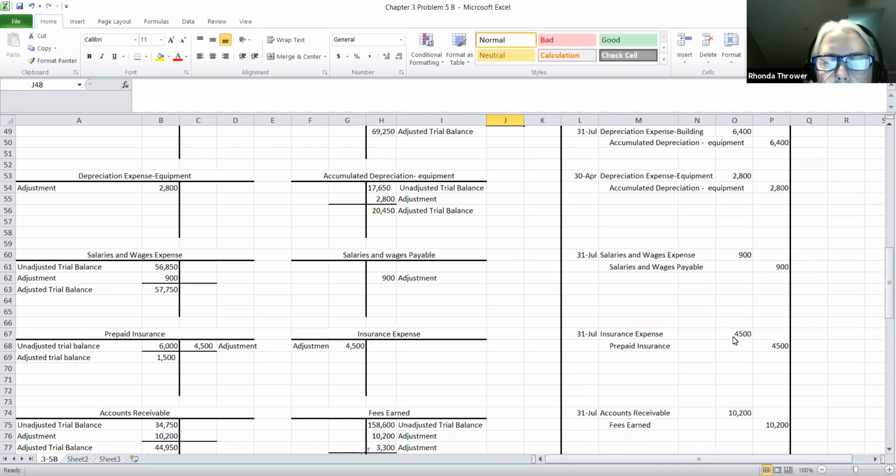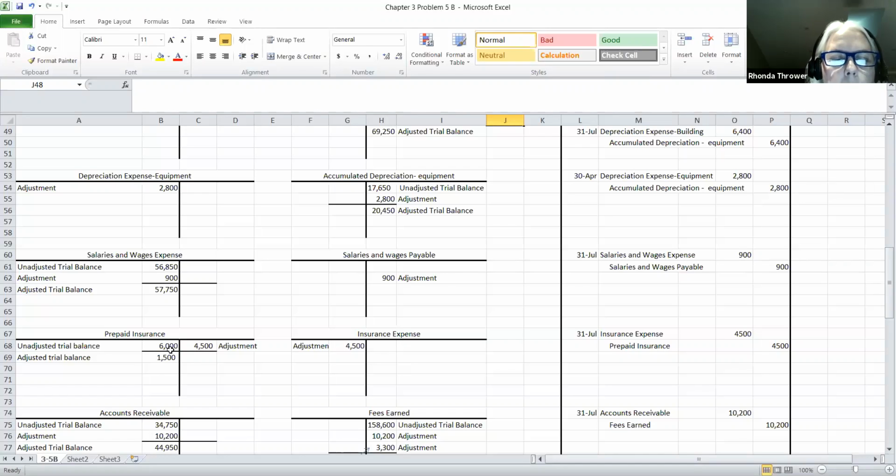So my adjusting entry will debit my insurance expense. Notice I copied that debit into the journal. And my credit will be to prepaid insurance. This is my credit. I copied just the adjusting entry into my journal. Then I'm going to copy from the journal to the ledger, something we call posting, and we will update the ledger account balances to show the adjusted trial balance amount.